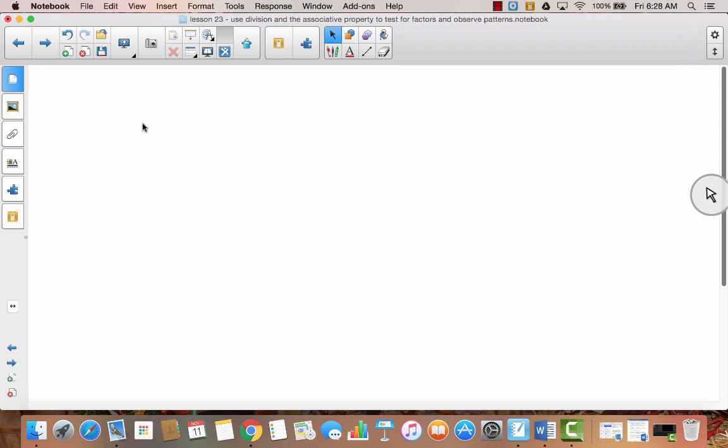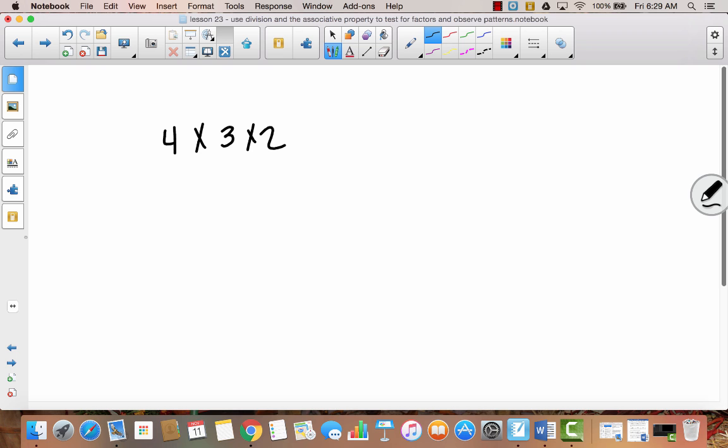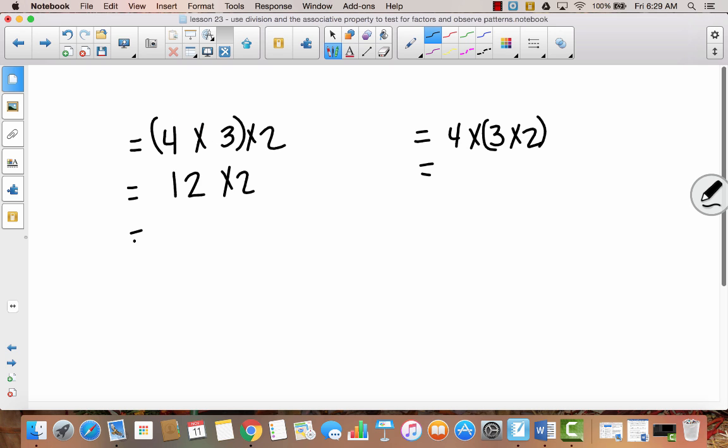So let's just talk about if I had the numbers 4 times 3 times 2. The associative property says if I multiply 4 times 3 first, I should still get the same answer as if I had 4 times 3 times 2, and I decided to multiply 3 times 2 first. So let's test this. So 4 times 3 is 12, and then I have 12 times 2. So what is 12 doubled? It's 24, right?